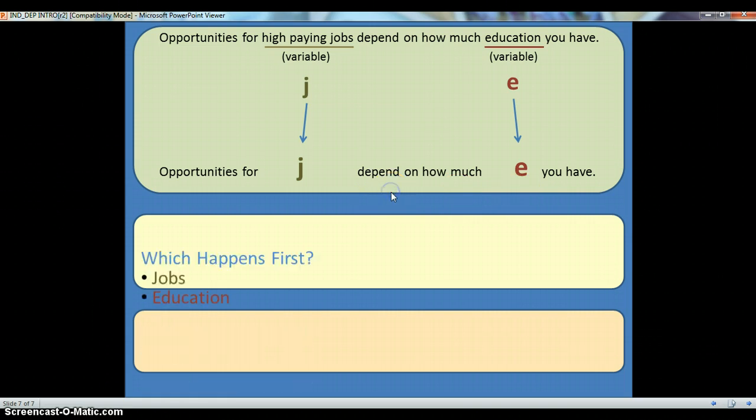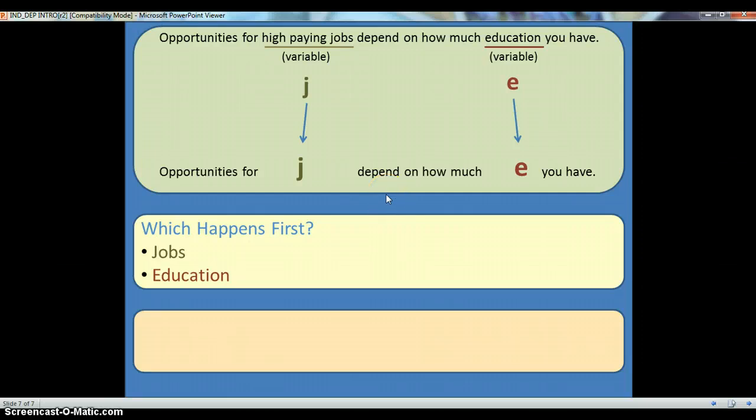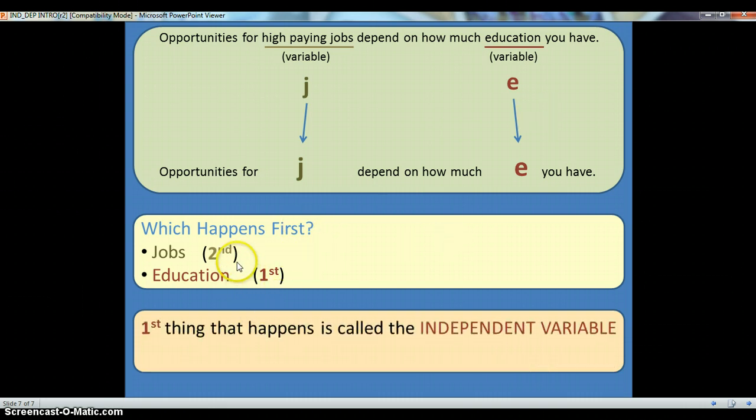What happens first? In this case, education happens first again, and jobs happen second. You get an education, that's why you're going to high school and college, and then you go out and you use your high school or college education, and you get a job. So which one is independent? Which one is dependent? Well, the thing that happens first is education, so that's our independent variable. The second one that happens is our dependent variable. Please don't forget that J depends on how much E. You can also say J is a function of E. I'm going to ask you about that on Monday.